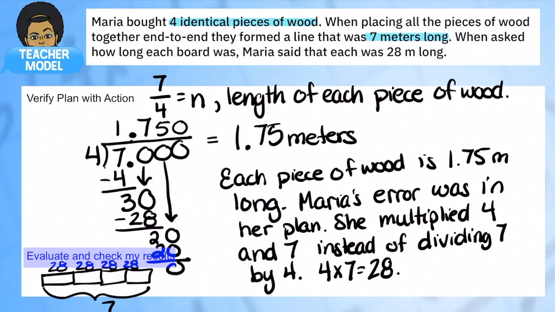So simple error. She had the right numbers. She just chose the wrong process. It happens when we're rushing. But if we take our time and really think through about our plan and our information, we can more than likely just prevent a lot of these silly errors.